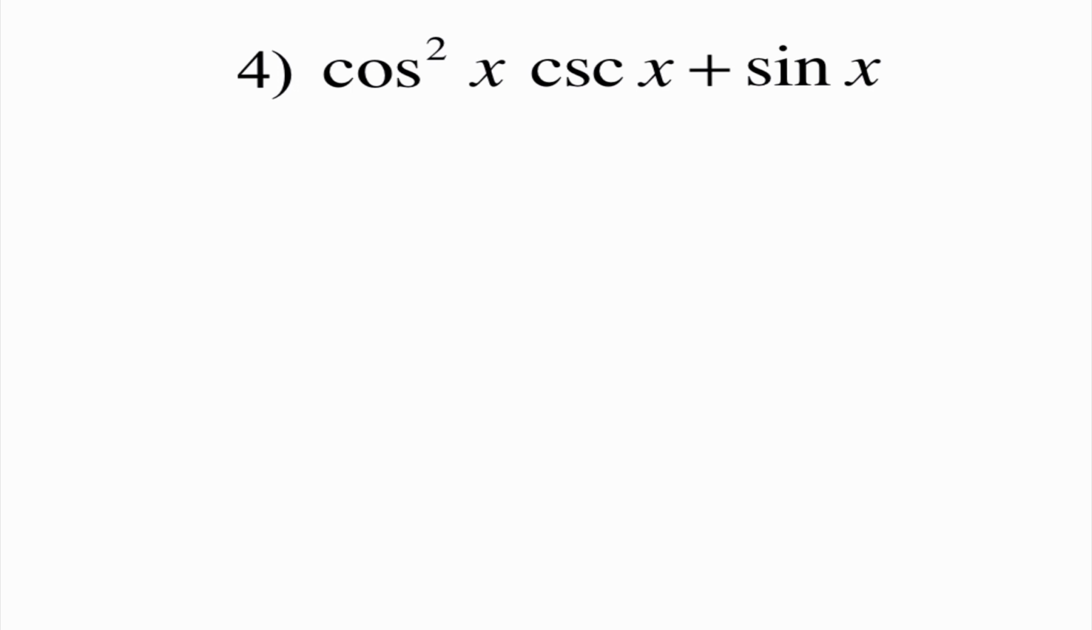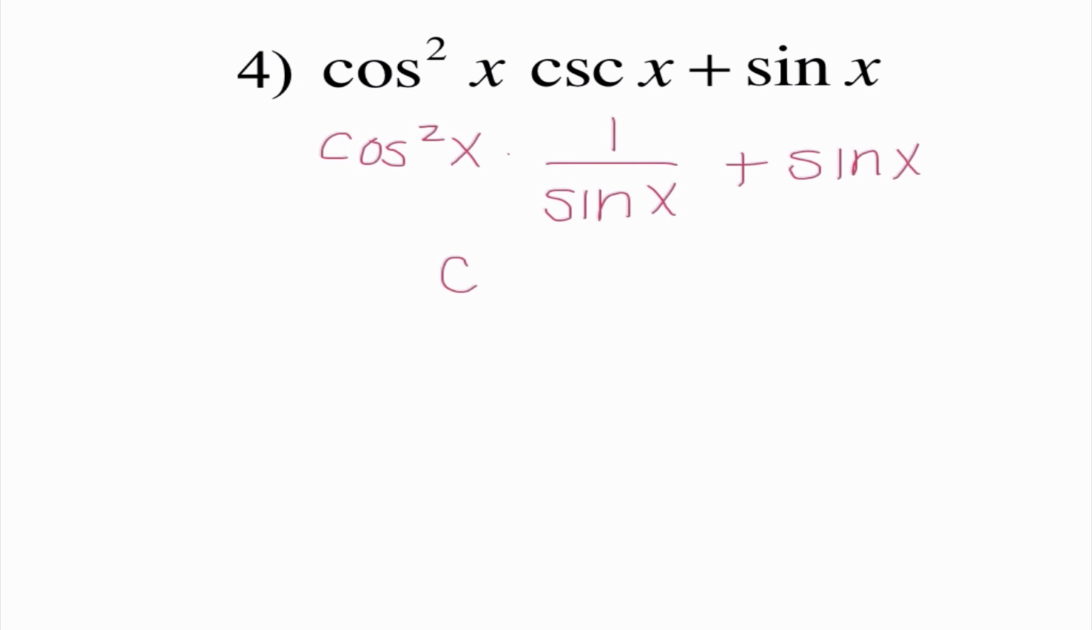Okay, number 4. Number 4, once again, I have a binomial. So quite honestly, the first thing I would look for is if we have a GCF here, and we don't. So once again, if I don't have a GCF, what I'm going to go ahead and do first is look and see if I can change everything in terms of sine and cosine. So this is going to be cosine squared, and I know that cosecant is like 1 over sine.